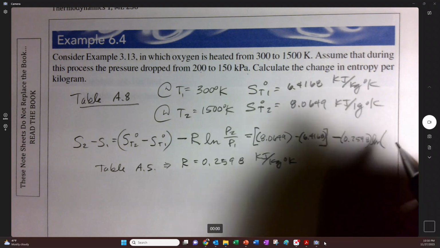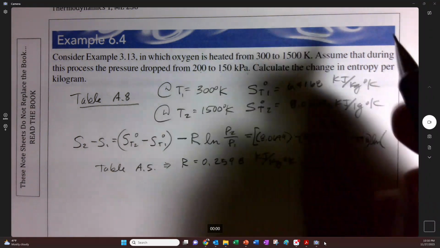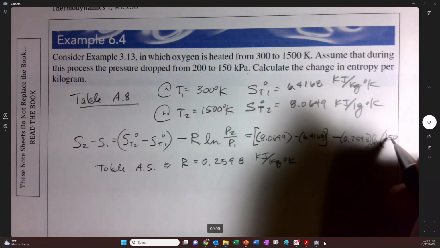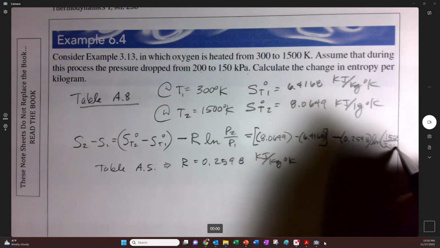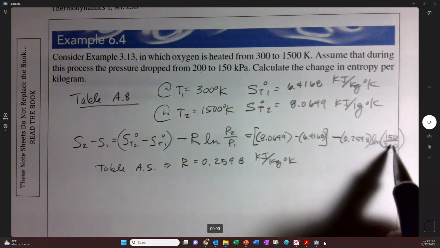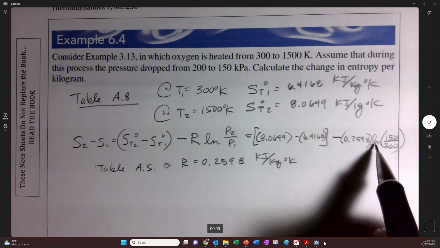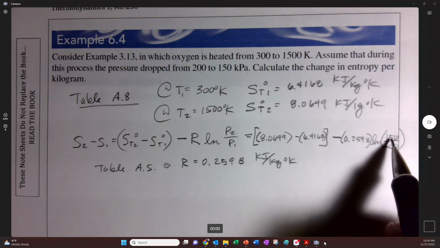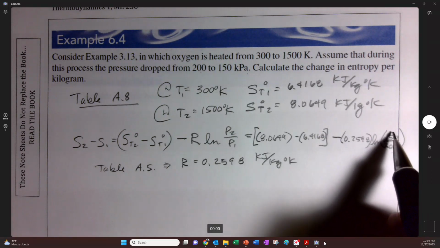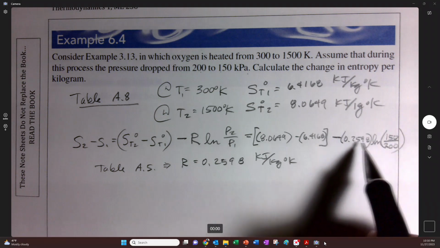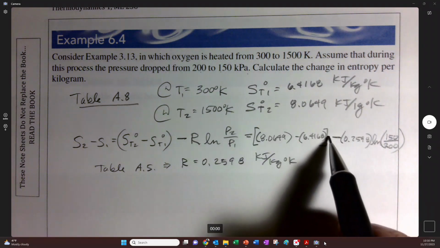Natural log, P2 is 150 over 200. You notice it went down. Anytime you have this ratio and take a natural log, and you try this yourself, you'll note that having a number that's less than 1 is going to make this a negative result. So we have a negative and negative.